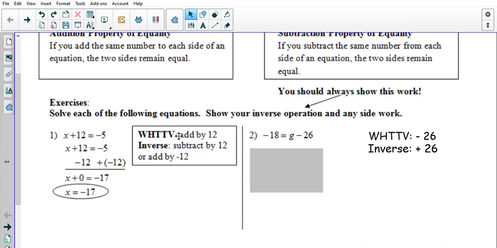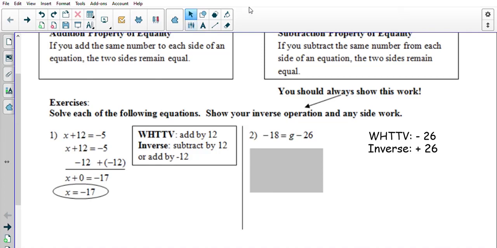So the inverse of adding by 12, remember we have two possible inverses. One inverse is to subtract by 12. The other inverse is to add by negative 12. We can change either the operation or the sign, but not both. So I'm going to write that inverse once on each side of my equation. We can either show subtract by 12 or plus a negative 12. You don't have to show both, but both will work.